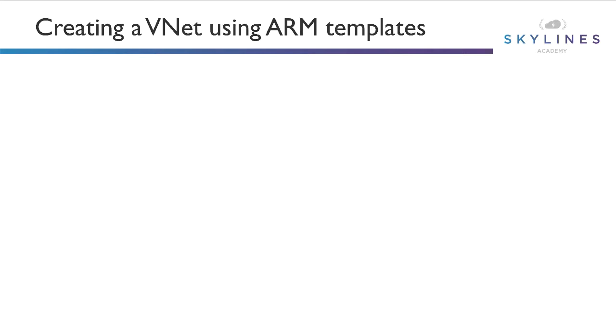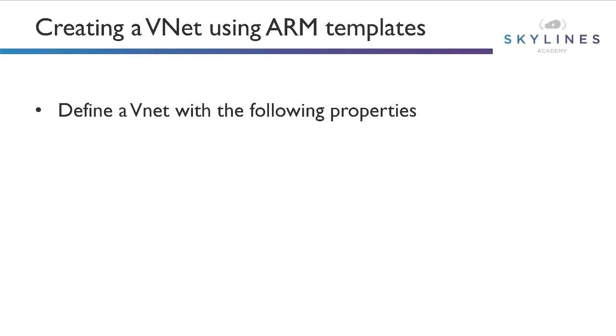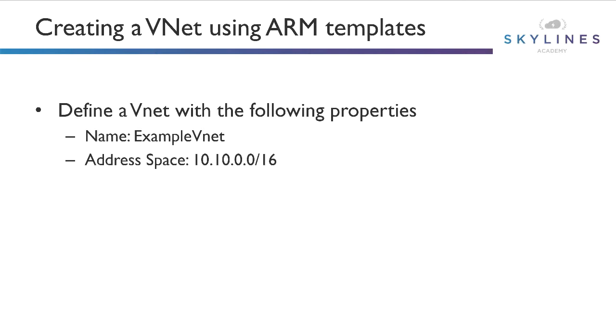So with that said, let's create a Vnet using ARM templates. In order to do that, we're going to need to define some properties. For the Vnet, we're going to need to give it a name. In this case, we're going to call it example Vnet. We also need to give it an address space.